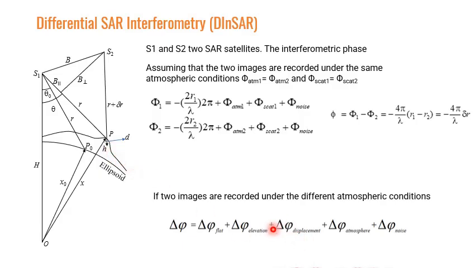So how can we remove the other terms? The delta phase flat, we can remove it because it's easy. It's on the ellipsoid. I will explain after. The elevation is also not so difficult. We can use an elevation model to remove it. And the other, very difficult, are delta phase atmosphere and delta phase noise. We have to remove these and extract delta phase displacement.